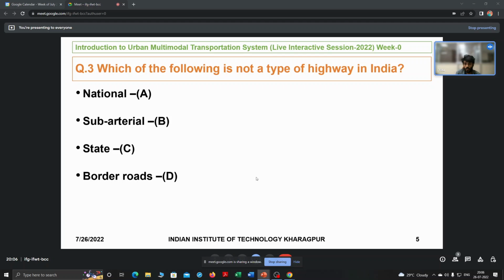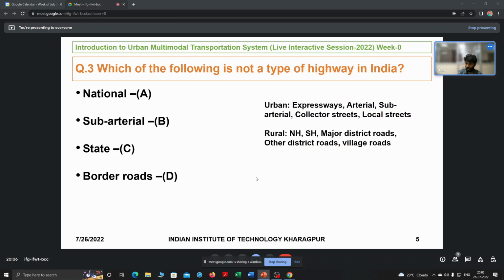So, which of the following is not a type of highway in India? Generally, roads in India are divided into two categories. First is urban roads and second is rural roads, right? Then the urban roads, according to the Indian Roads Congress classification, are expressways, then arterial roads, then sub-arterial roads, then collector streets and local streets, right? So how are those classified?